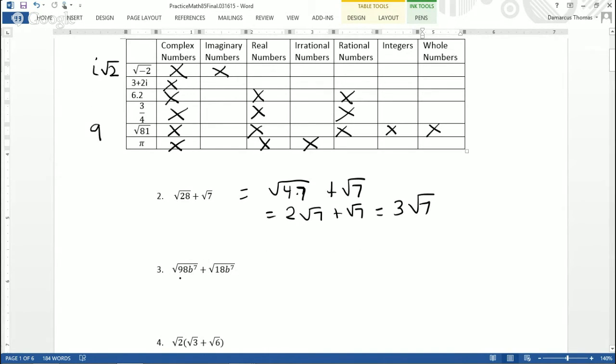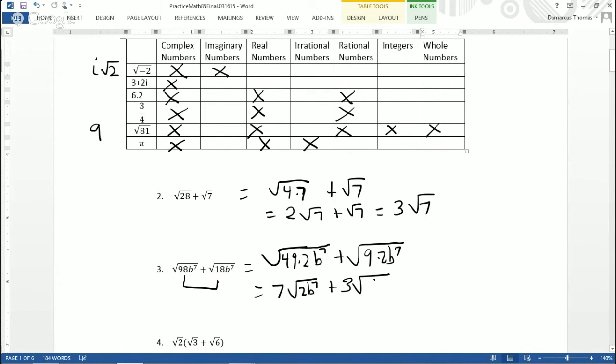Again, same type of problem. Right now, they are not like terms. And so it turns out 98 can be written as 49 times 2, b to the 7th, and 18 can be written as 9 times 2, b to the 7th. And so we get 7 root 2b to the 7th and 3 root 2b to the 7th. Now we can add them together. That's 10 root 2b to the 7th.